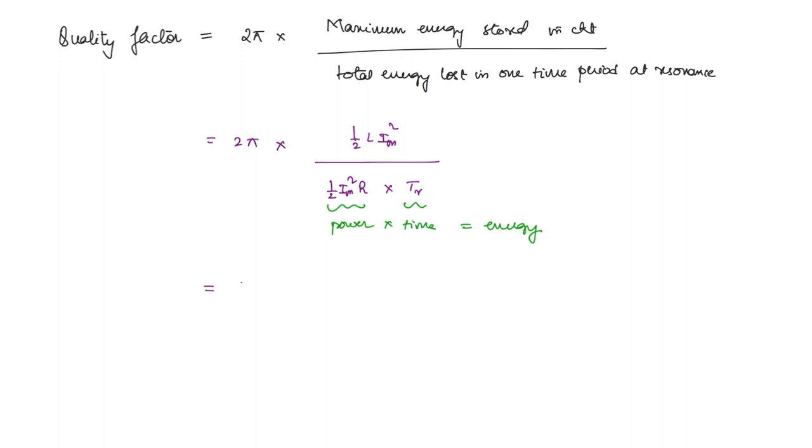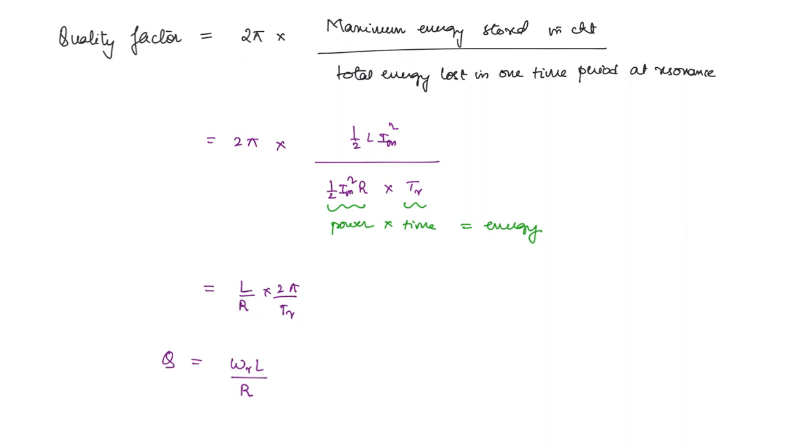You are going to be left with L by R into 2 pi by TR, but 2 pi by T is nothing but the angular frequency. So the final expression is going to be omega R L by R. This is the expression for quality factor in a series RLC circuit.